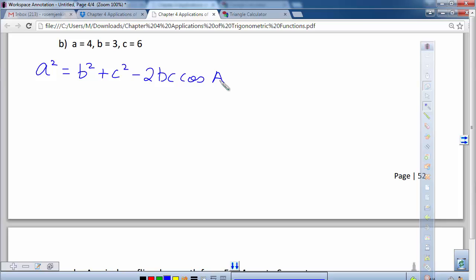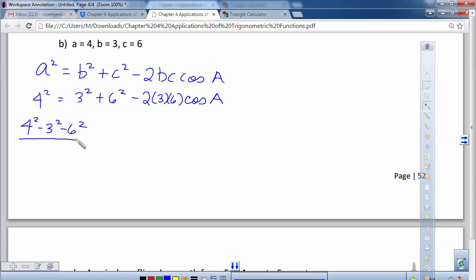So I'll plug in my values. I've got 4 squared equals 3 squared plus 6 squared minus 2 times 3 times 6 times cosine A. Okay, I'm going to pull everything to the other side as much as possible. So I've got 4 squared minus 3 squared minus 6 squared, and that's going to be equal to negative 36 cosine A.